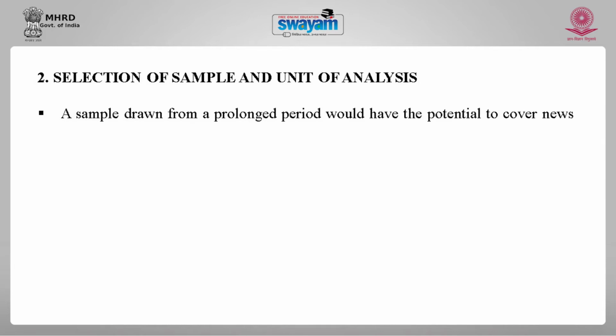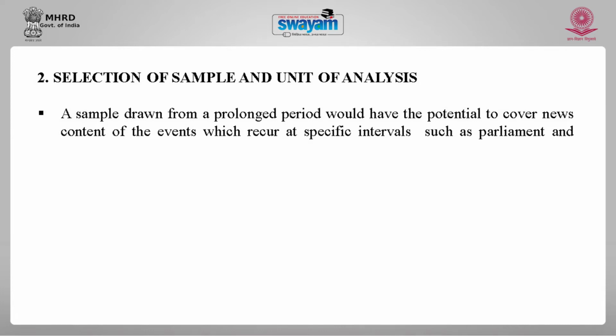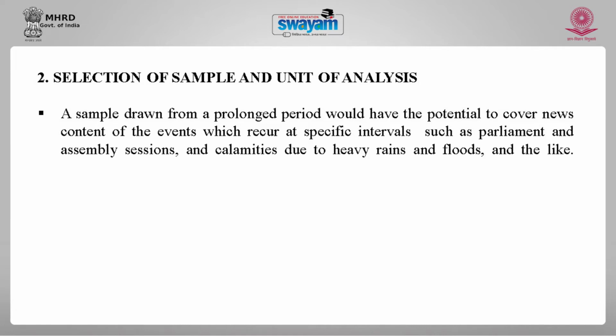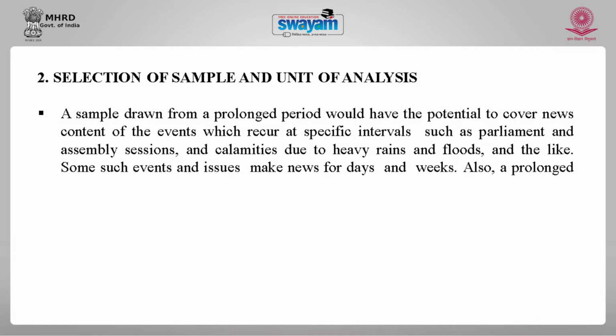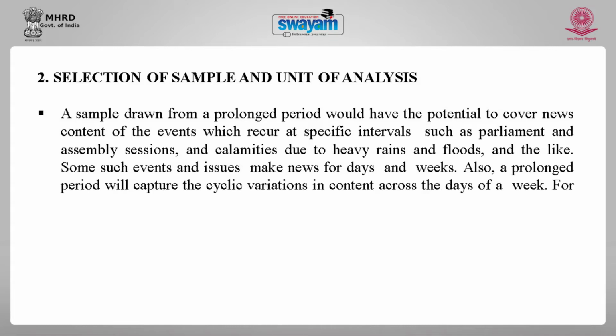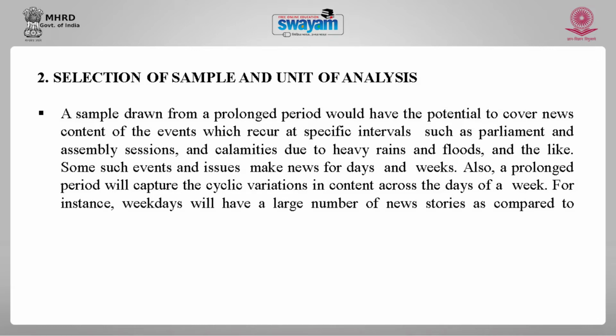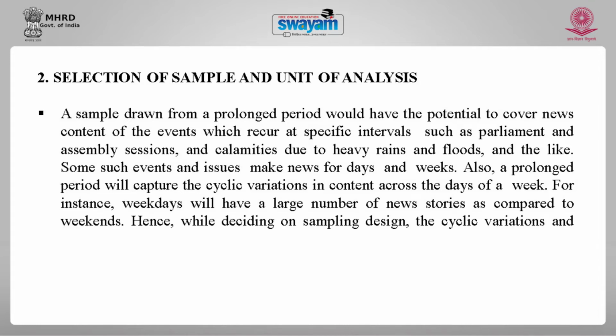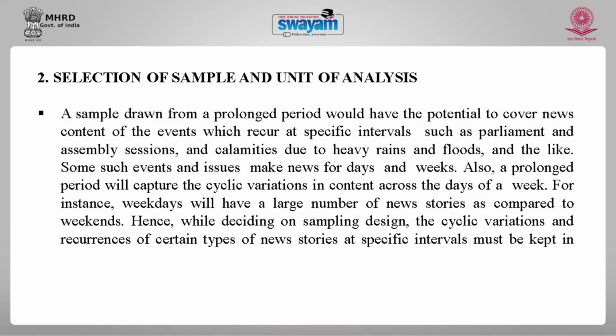A sample drawn from a prolonged period would have the potential to cover news contents of events which recur at specific intervals, such as parliament and assembly sessions and calamities due to heavy rains and floods and the like. Some such events and issues make news for days and weeks. Also, a prolonged period will capture the cyclic variations in content across the days of a week. For instance, weekdays will have a large number of news stories as compared to weekends. Hence, while deciding on sampling design, the cyclic variation and recurrence of certain types of news stories at specific intervals must be kept in view.